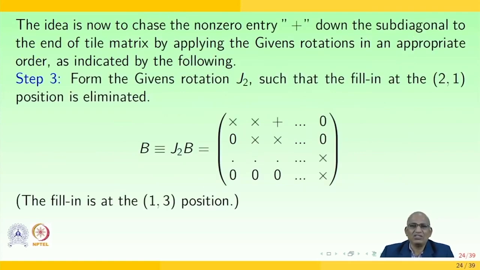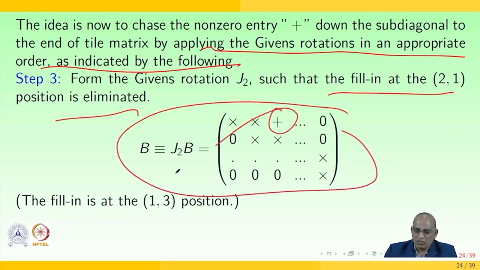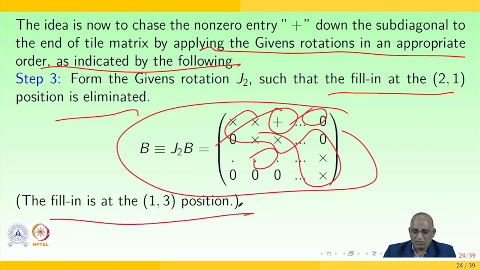The idea is now to chase the non-zero entry down the sub-diagonal to the end of the matrix by applying the given rotations in an appropriate order as indicated below. Form the Givens rotation J2 such that the fill-in at the 2,1 position is eliminated. So look at this, this is the 1,3 position. These are all non-zeros and these are all zeros. That is the fill-in at the 1,3 position.